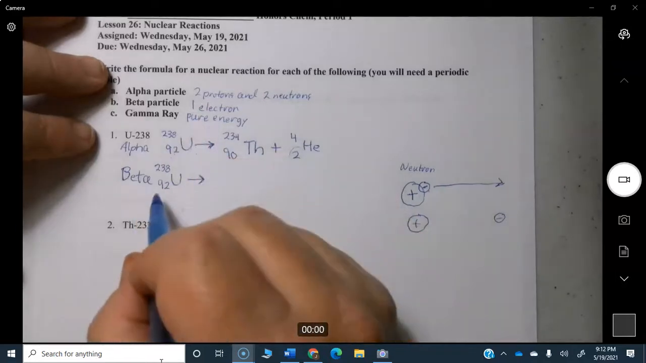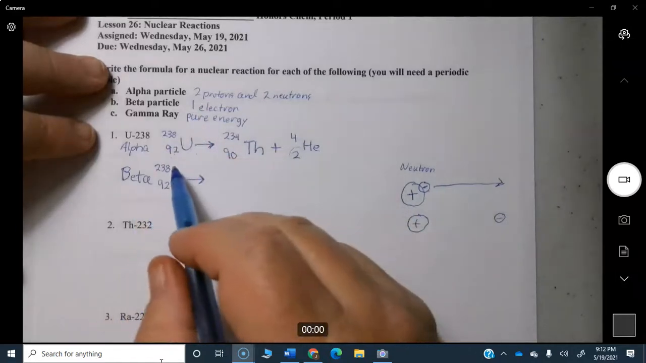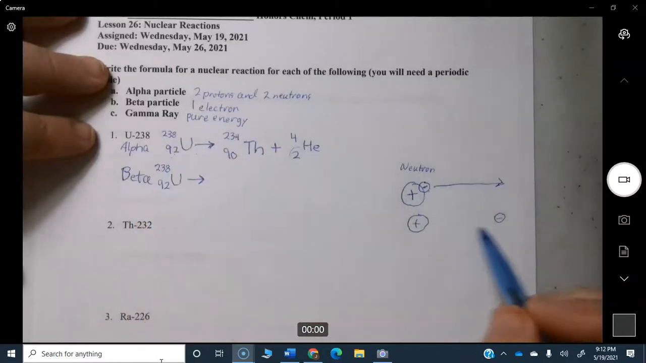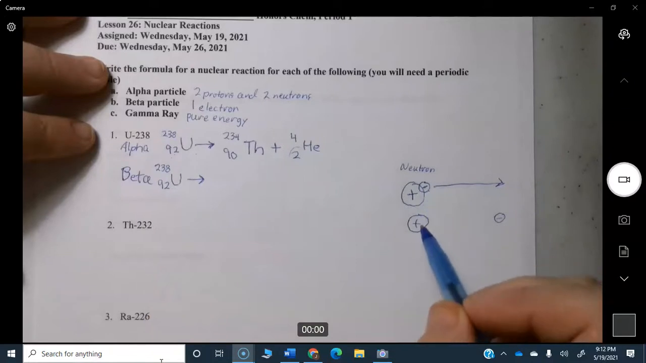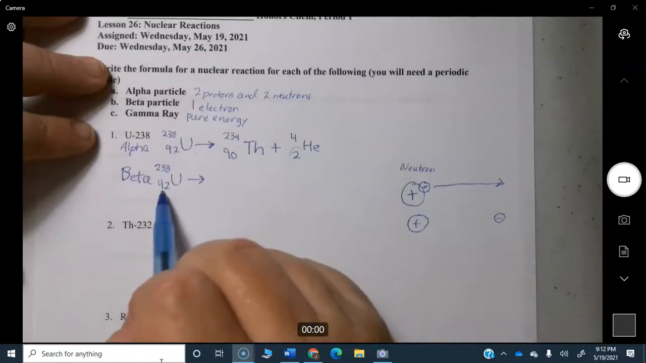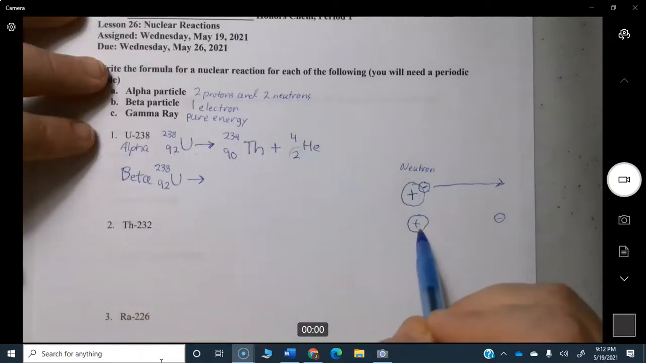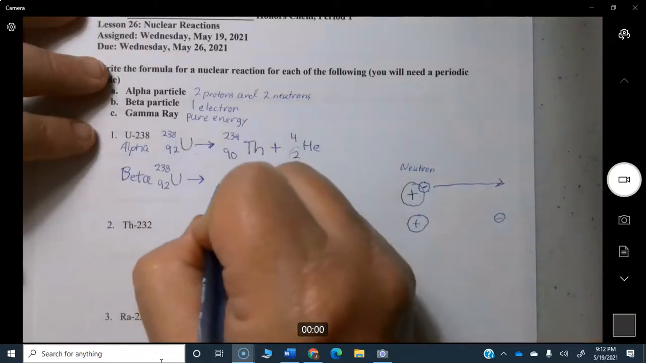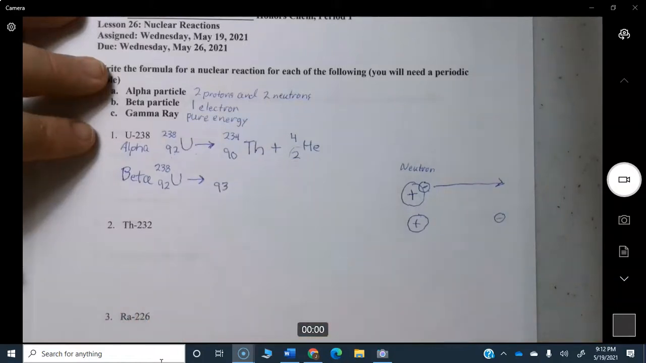Okay, so if we come over here, when beta decay happens, when this electron flies out and you turn a neutron into a proton, remember this is the number of protons. And you just gained a proton. You turned a neutron into a proton. So that means the element over here is going to have 93 protons. It's going to have an atomic number of 93.